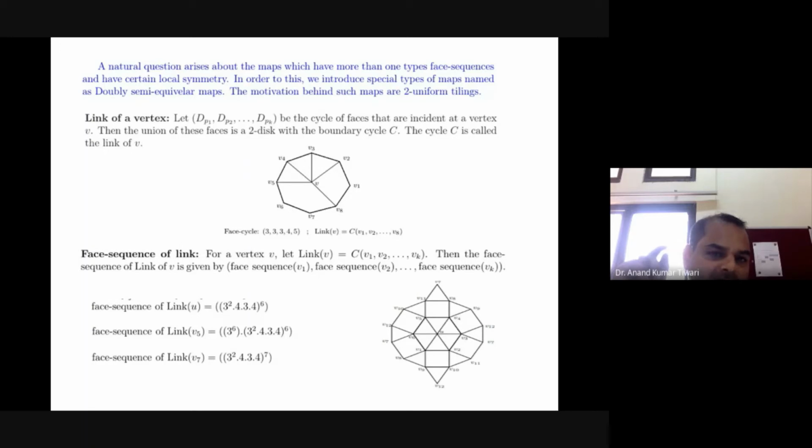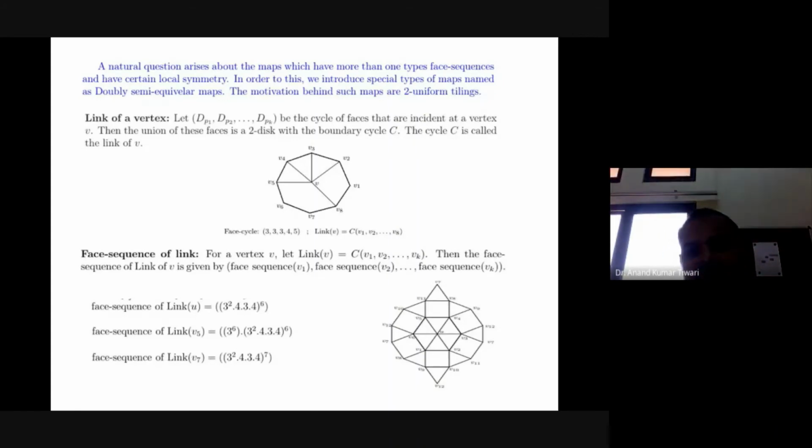So we will define the link of a vertex. Whenever we have a vertex V in a map M, it has a phase sequence, which gives us phase cycles. A phase cycle means the cycle of polygons incident at that vertex. In this figure, three trigons, then one 4-gon, and then one 5-gon are incident, so its phase cycle is 3, 3, 3, 4, 5. So what is its link? If we take the union of all these faces, then it has a boundary.